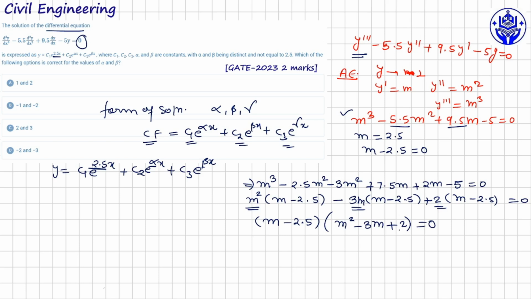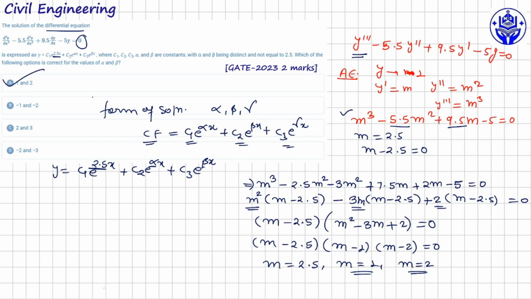Now it is a quadratic equation. You can easily solve this, and the factors are m minus 1 and m minus 2 is equal to 0. So the roots are 2.5, m is equal to 1, and m is equal to 2. Using this you can calculate the solution. So this is the solution. This is the first method.